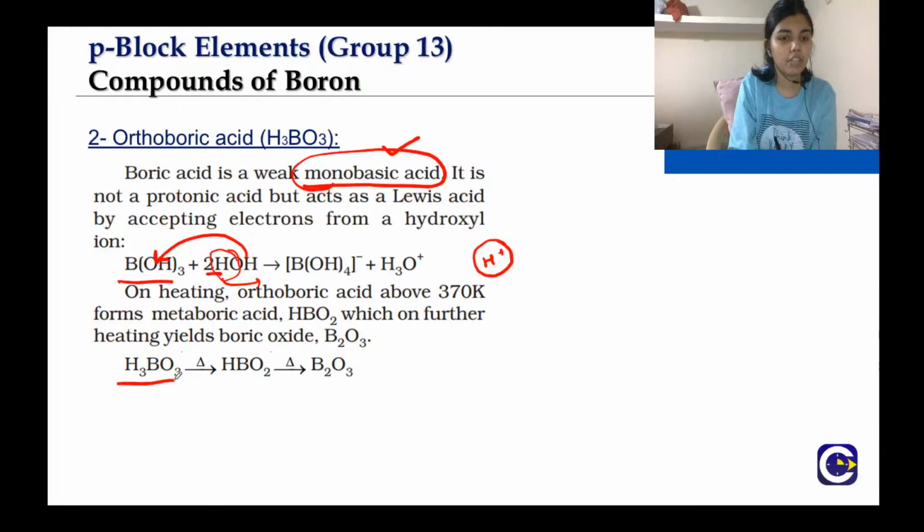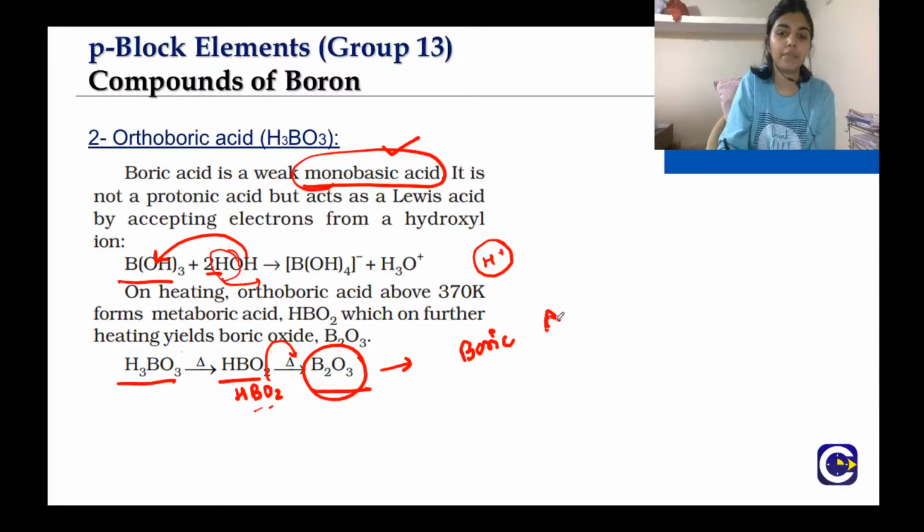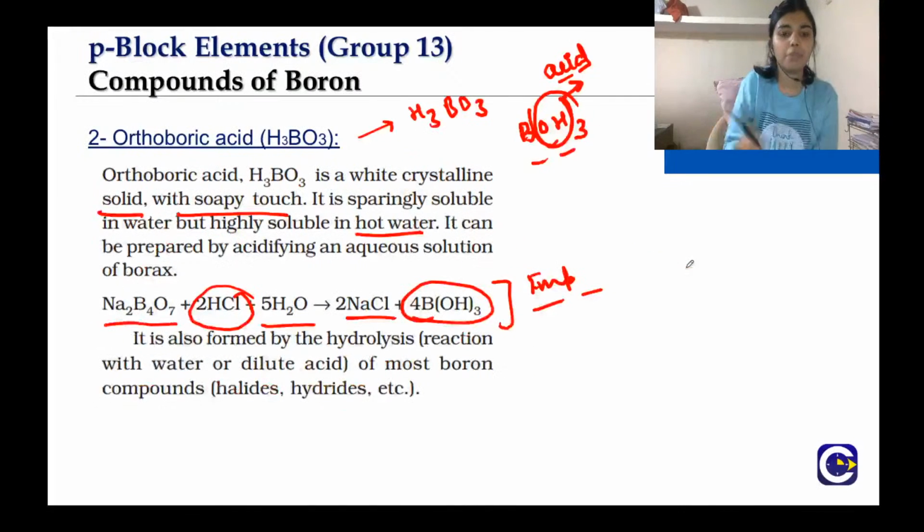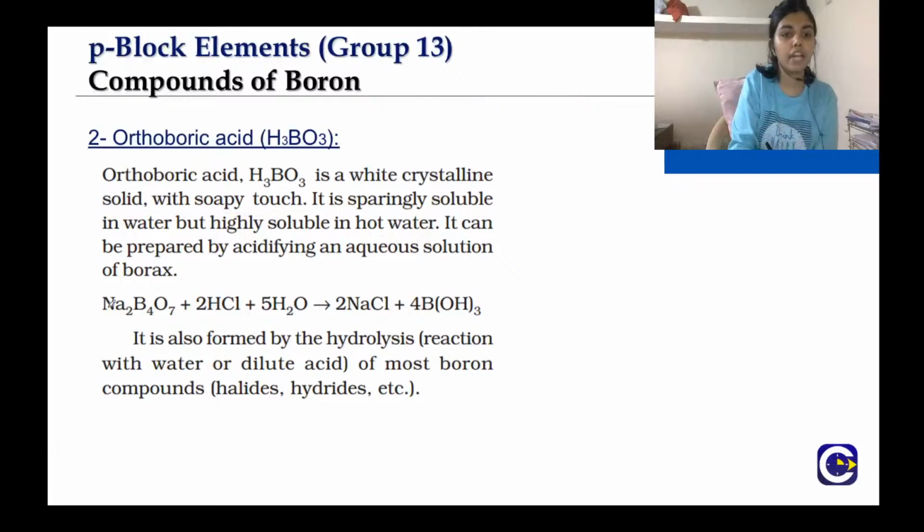When you heat H3BO3, it will give you what? Metaboric acid, which is of the formula HBO2. And again you heat this metaboric acid, that will give you what? Boric oxide, or it is also known as boric anhydride. It is also known as what? Boric anhydride. Okay. Now one of the preparations of boric acid is this, that you treat borax with HCl and water, you will get what? Boric acid, right?